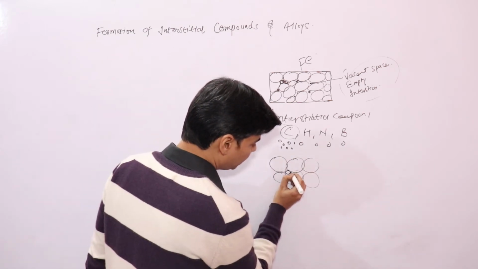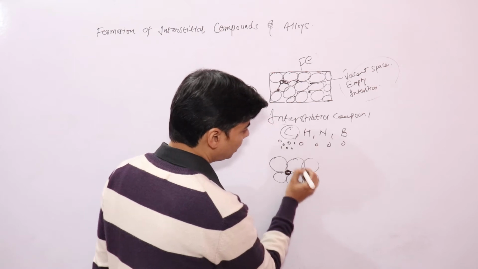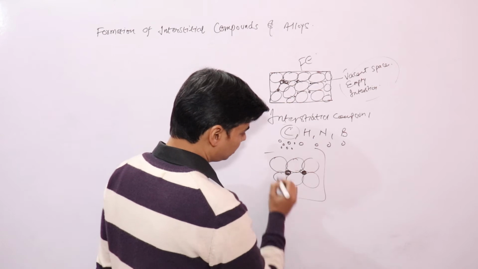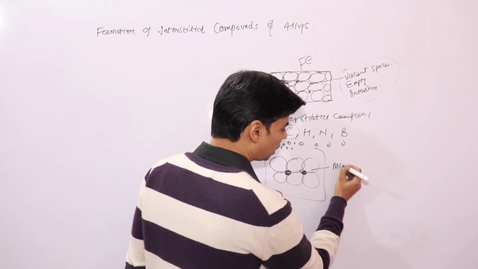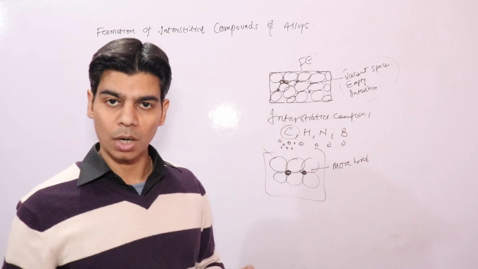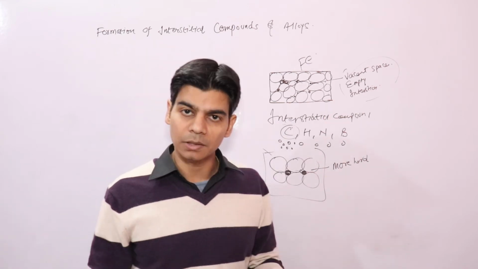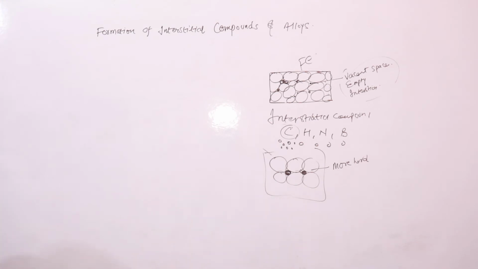So if you fill up these spaces with these small elements, or if these small elements occupy these empty spaces, the resulting thing would become more hard. That is why steel is harder than iron, because it has impurity of carbon mixed with it. I hope this is clear.